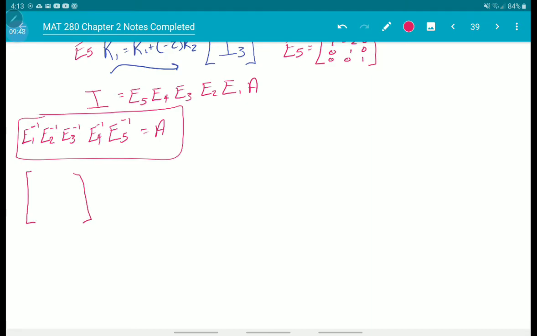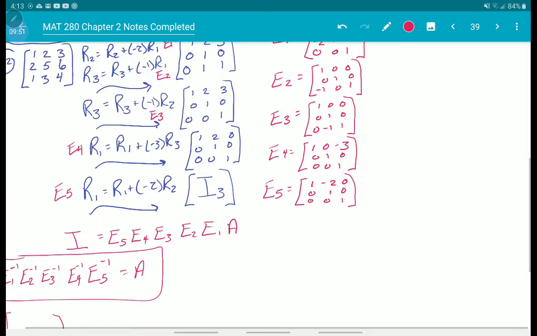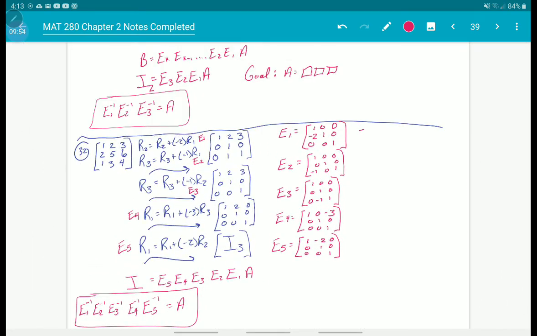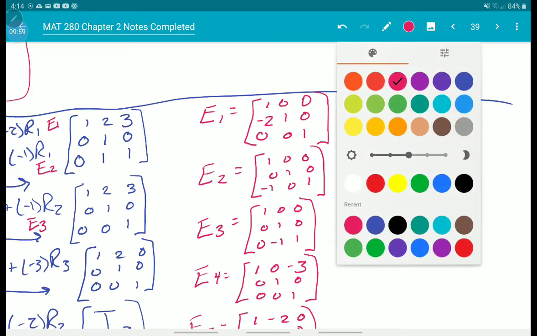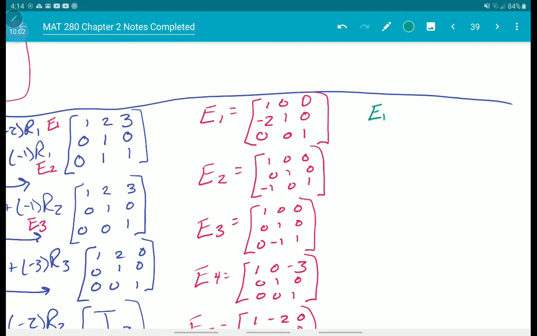So if we were to write the inverse of E1, let's go ahead and go back here and do that. What would the inverse of this guy look like? I'm going to do that in a different color. Well, that inverse would undo that 2 here, so it would have to have a positive 2 there. What about the inverse for E2? It would have to undo that negative 1 there, so it would look like this.